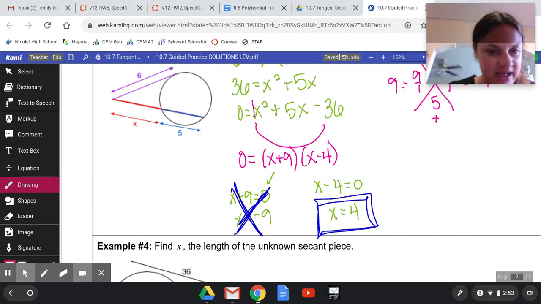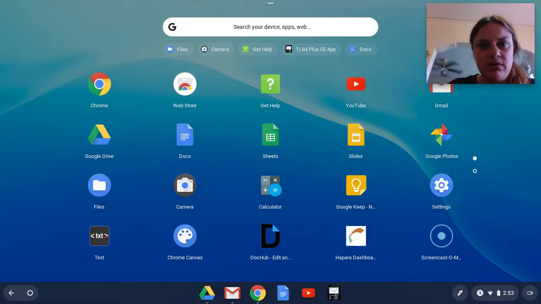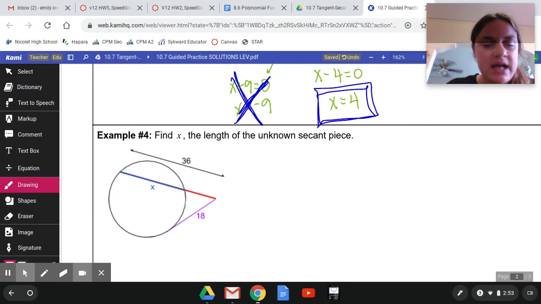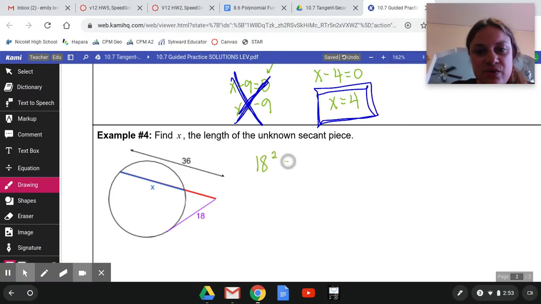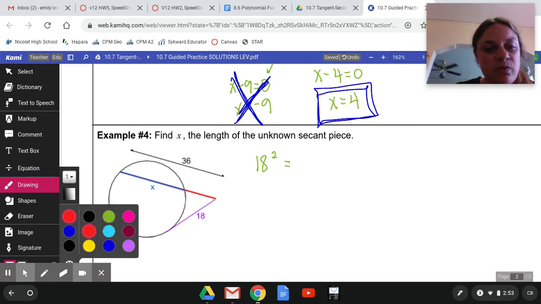On to the next one. Find x, the length of the unknown secant piece. So once again, I'm going to start out with my tangent piece. So 18 squared, tangent squared, is equal to the outside part of my secant. Well, the outside part of my secant is what's in red here. And I don't actually know what it is.